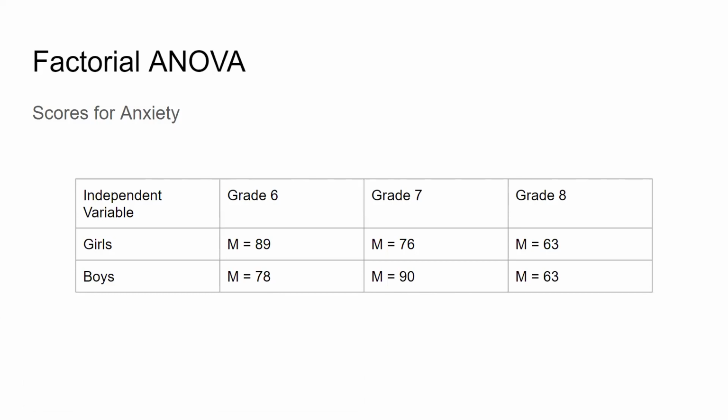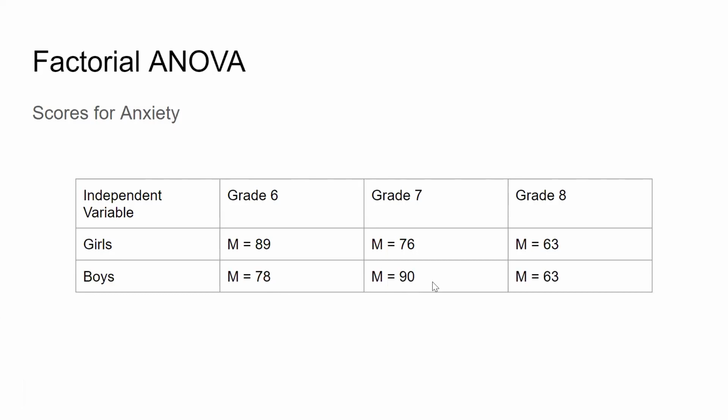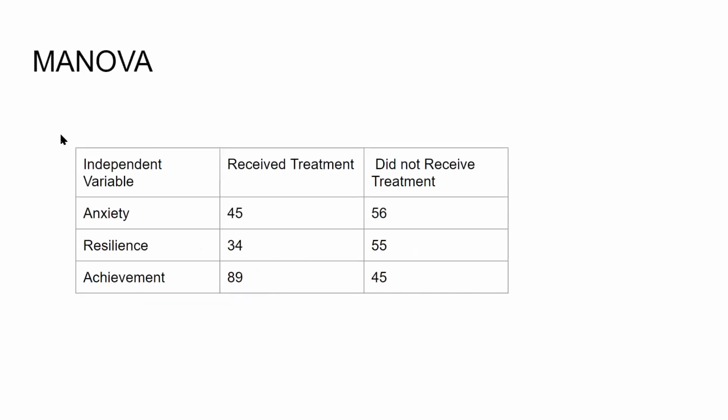So maybe there's no differences in grade level unless you're a boy. If you're a 7th grade boy, something's going on with anxiety here. Or unless you're a 6th grade girl, there is an interaction. And so a factorial ANOVA will show you where the interaction is between 2 independent variables on the dependent variable, which is usually some type of score or measurement.